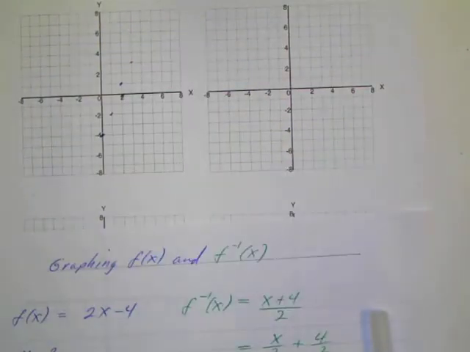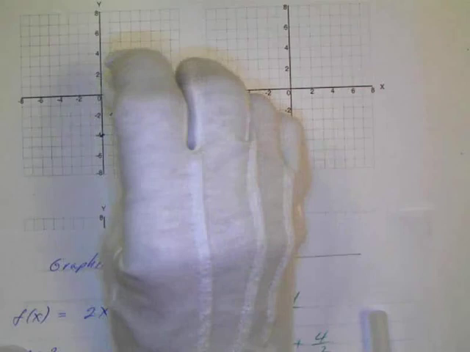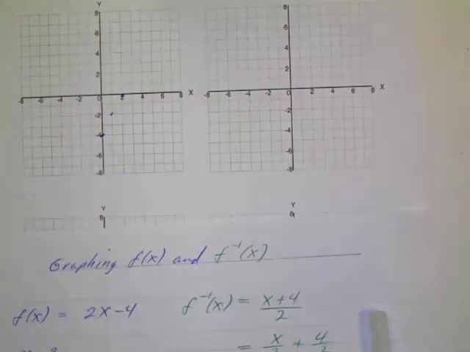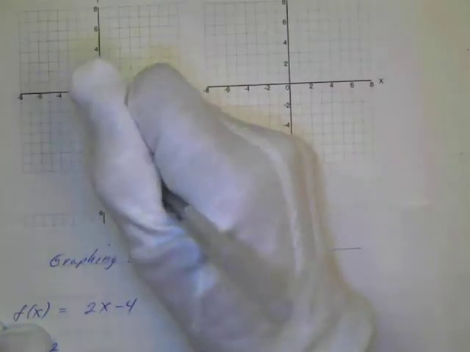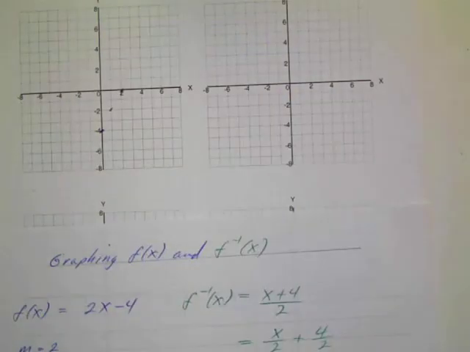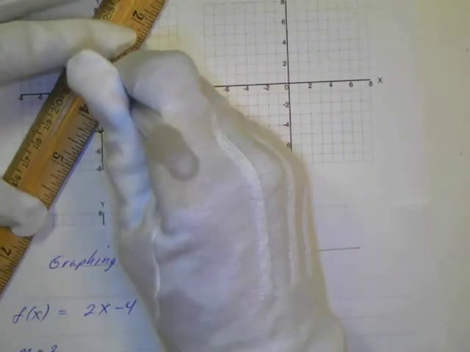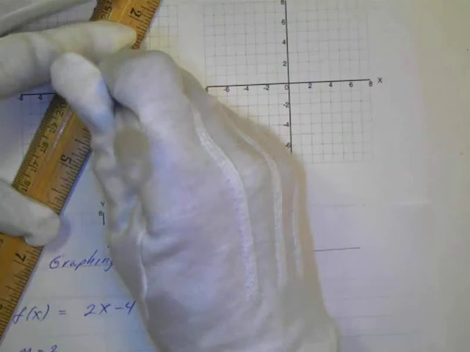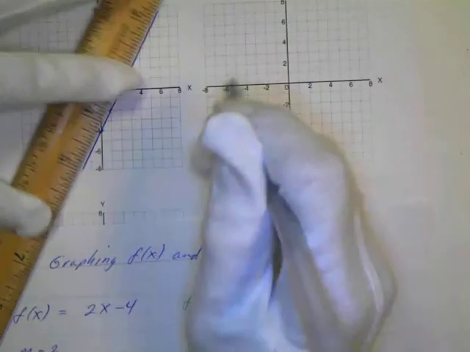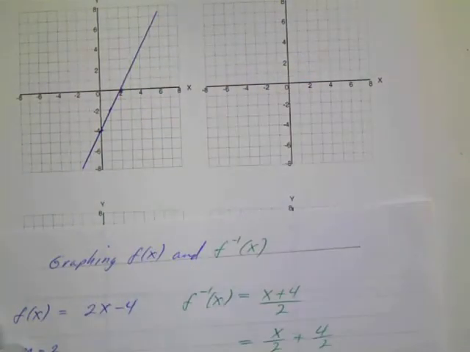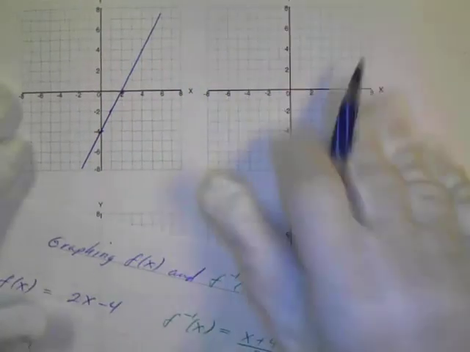I think I got my white out here. Excuse me. You probably shouldn't use ink, but I'm doing these in color so you can see. So up 2 over 1, up 2 over 1. So I got 3 points, so that should be enough. So now I'll use my ruler, all right, and this is the 2x minus 4. So this is f of x.